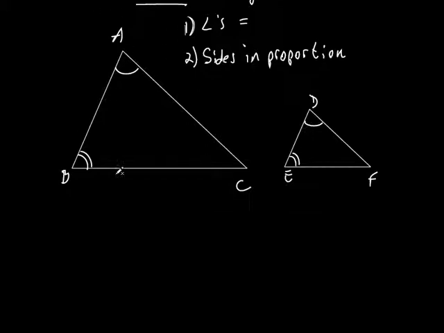So they didn't tell me right away that these two triangles were similar. The only thing they told me is A equals D and B equals E. It's the only thing they told me. That's all I need to know in order to say that these triangles are similar. And look, two angles equal two angles. Look at what we call this.